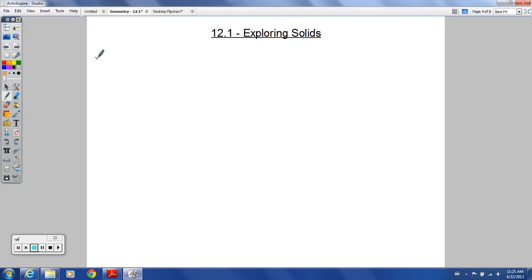So let's start off by defining this word, polyhedron. Very important word for this chapter. What is a polyhedron? Just like we had a polygon in 2 dimensions, we have a polyhedron in 3 dimensions. A polyhedron is just this. It's a solid that is bounded by polygons.